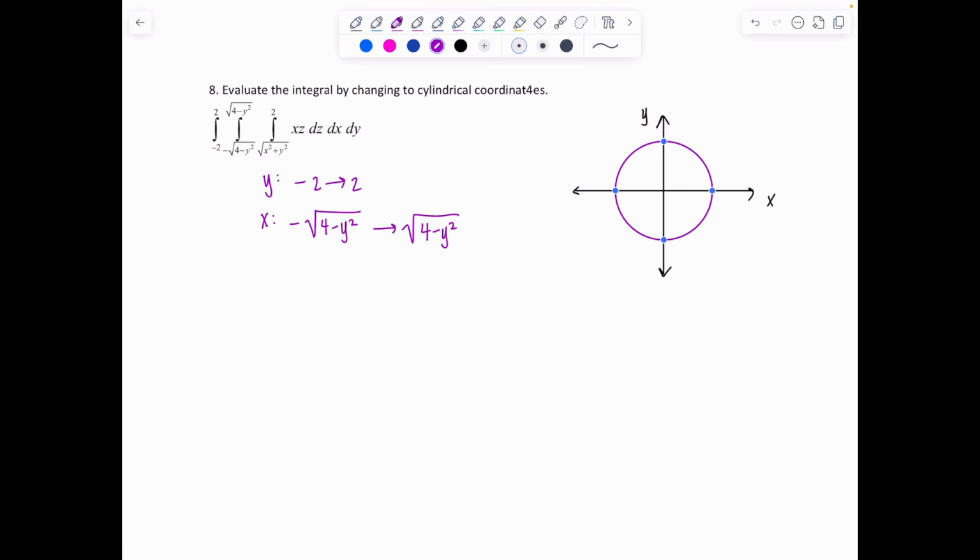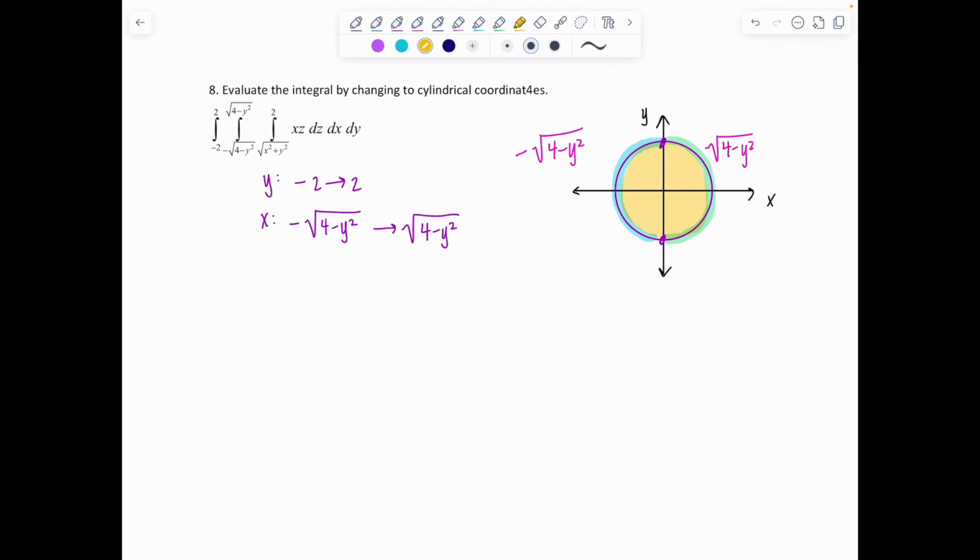Let me move this so it's beautifully centered. Yes, so this left half, let me highlight for you. This left half is negative square root 4 minus y squared. And then this right half is positive rad 4 minus y squared. And then y goes all the way from -2 to 2. So we really just have this entire circle.